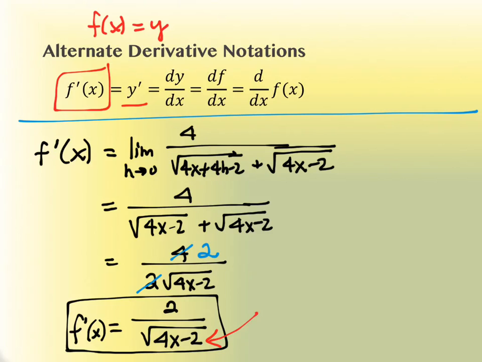Those don't really look a lot different. The next three look quite different, however. These notations all look similar to one another: dy dx, df dx, d dx of f of x. Okay, so these are all notations that mean the same thing.